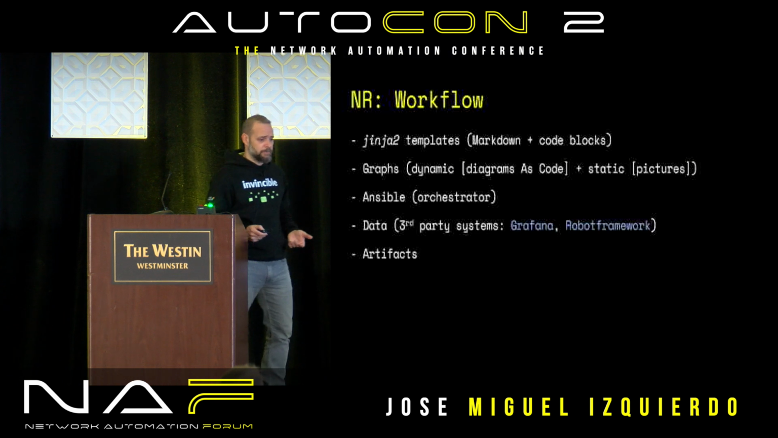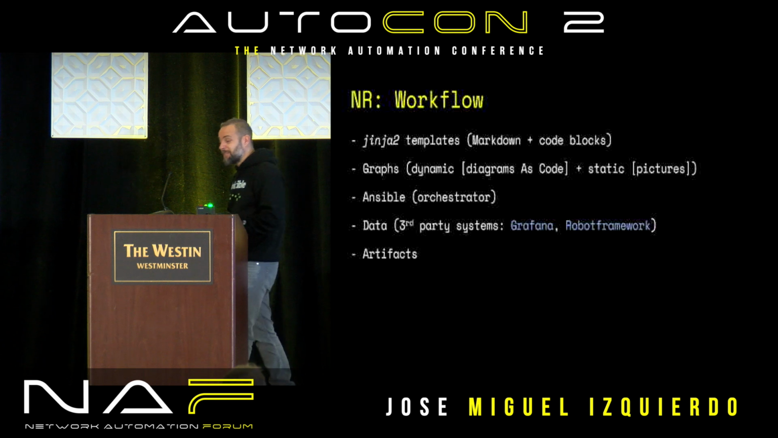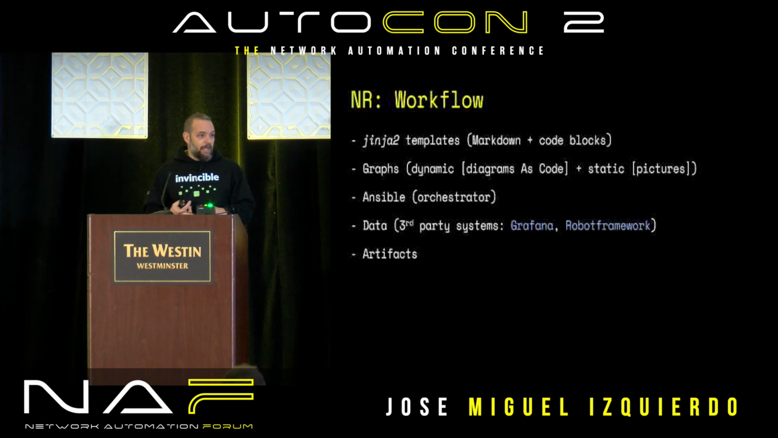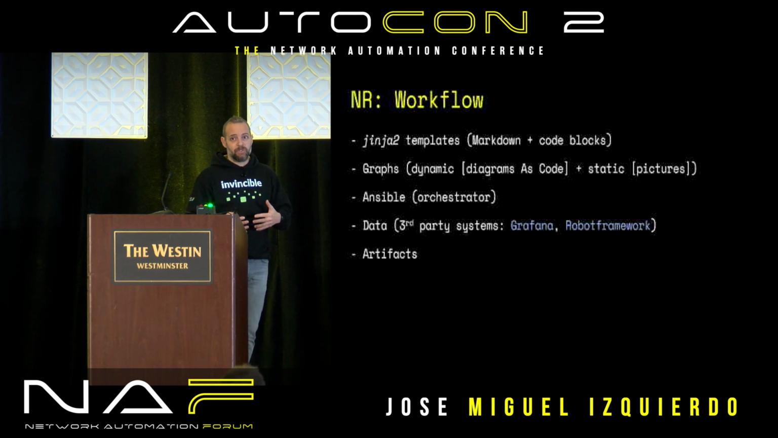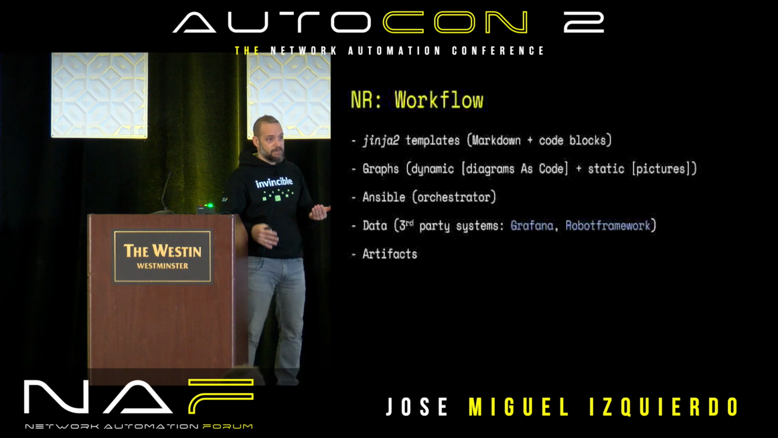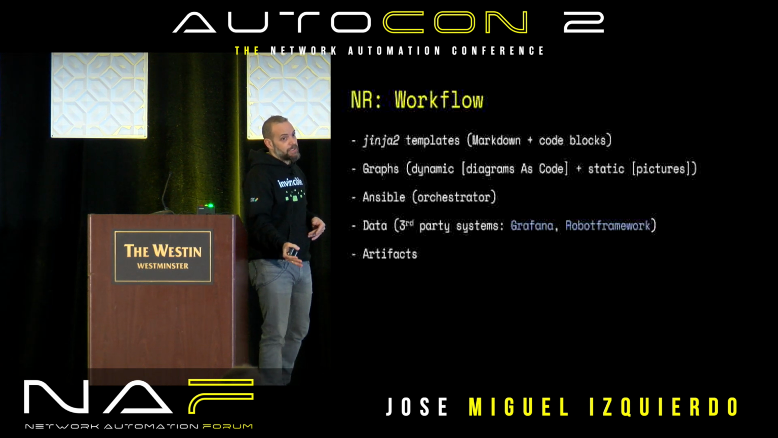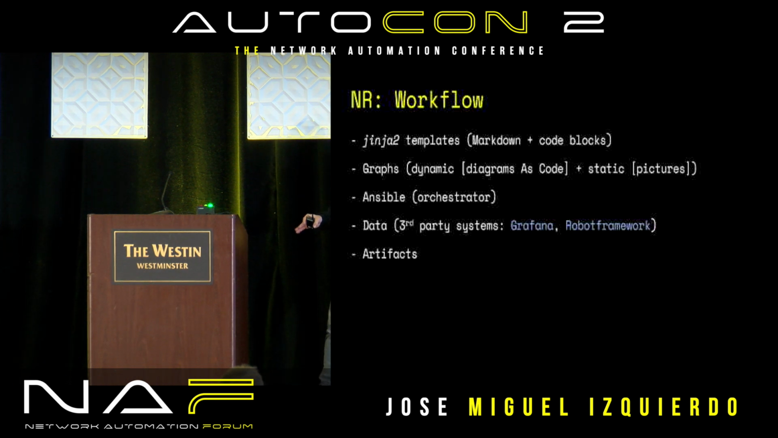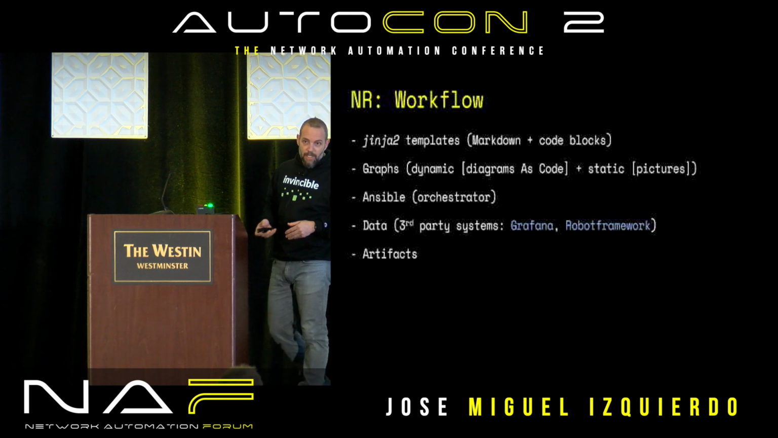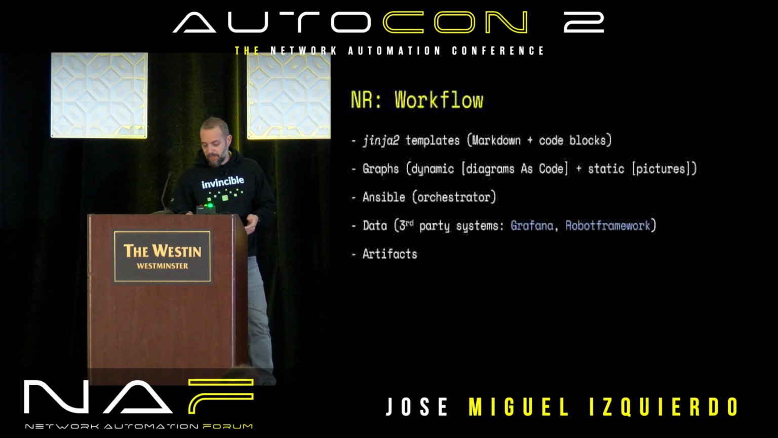Well, let's do it. Basically, the same workflow. We have our Jinja templates based in Markdown. We have graphs, in this case dynamic graphs. We're going to see how we can combine them. We saw an example before, but we can combine them together with the data and the dynamic graphs of Mermaid and PlantUML. We are going to integrate it with third-party systems as well. So we are going to take a screenshot automatically of a Grafana dashboard, and we are going to gather data from third-party systems like Robot Framework, for example, as we have seen before.